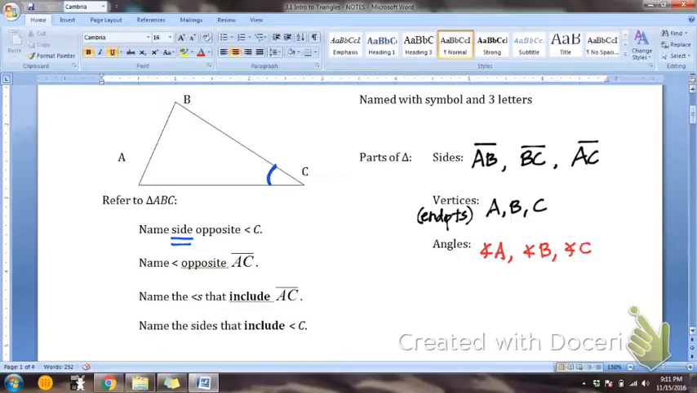So if we look at angle C, the side that is opposite angle C, we're going to draw an arrow across from angle C, and the side that is across from angle C is side AB. You guys see that? Side AB. So we'll go ahead and list that there. The side that is opposite angle C is AB, and because it's a line segment, we're going to put the line segment above it.